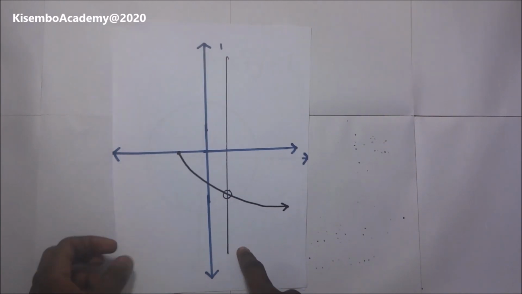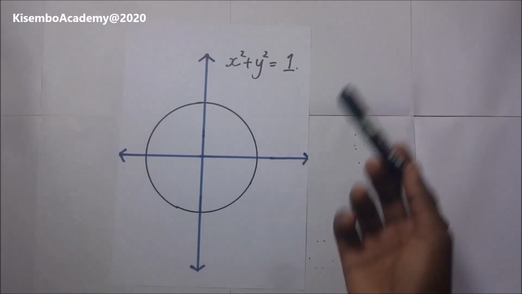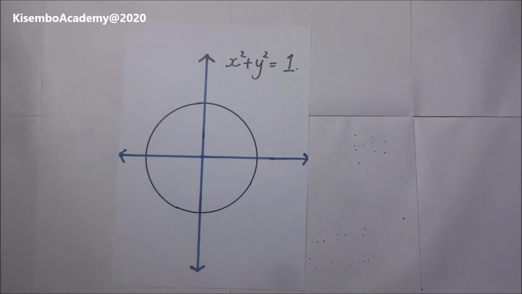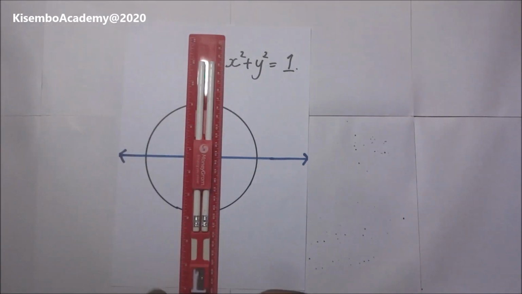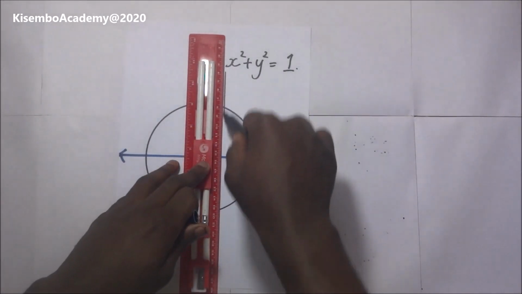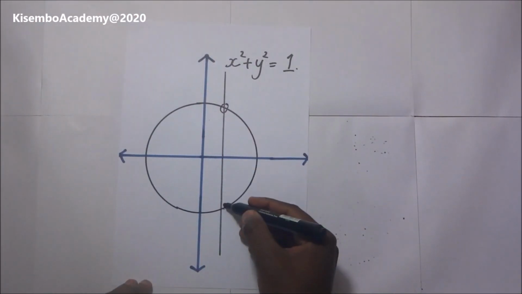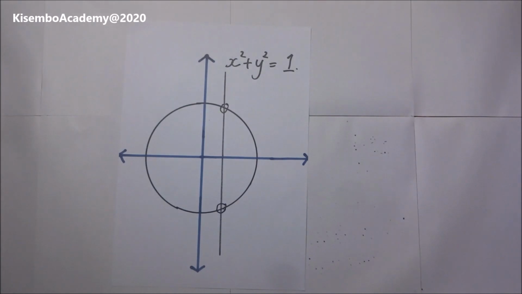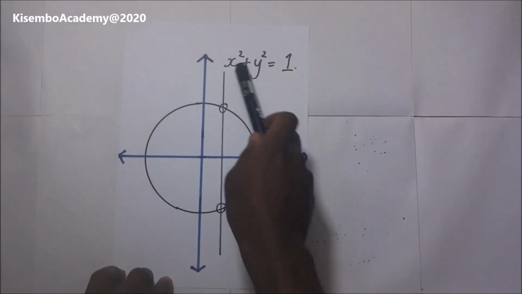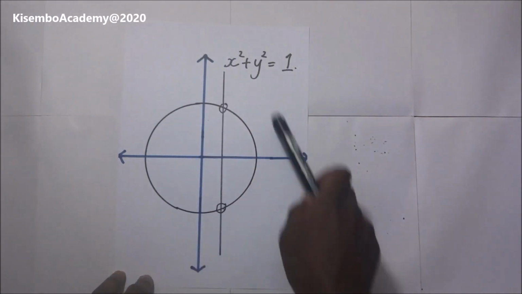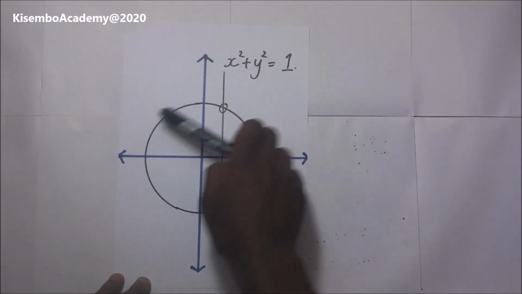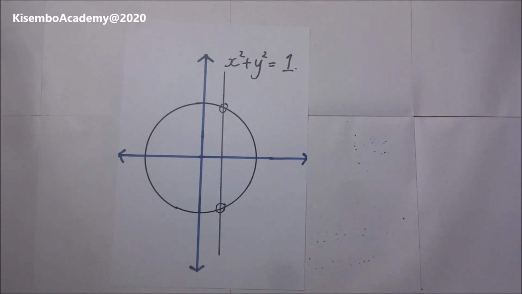And then finally, we have a circle, x squared plus y squared is equal to 1. Again, we shall do our vertical line test. When we draw it, it intersects at that point and at that point. And since it's intersecting more than once, then it means that this relation is not a function.